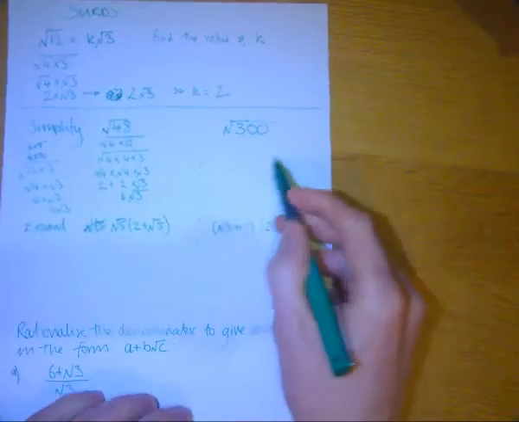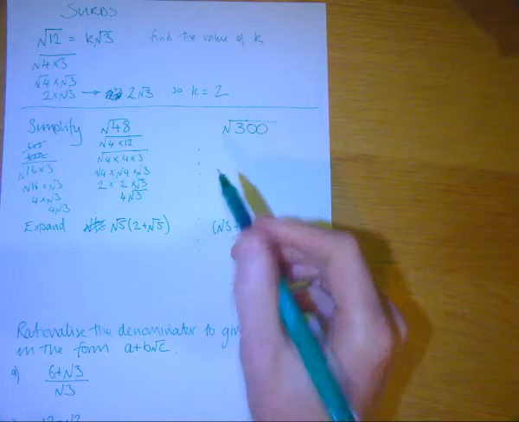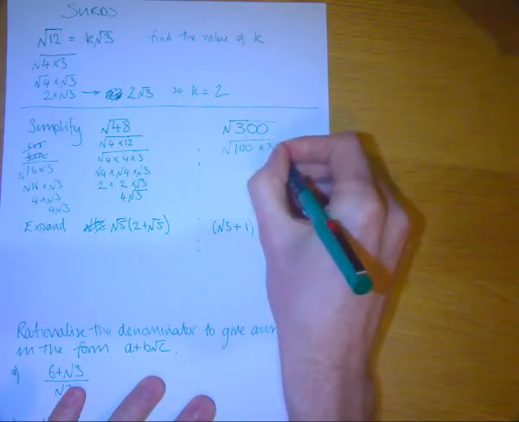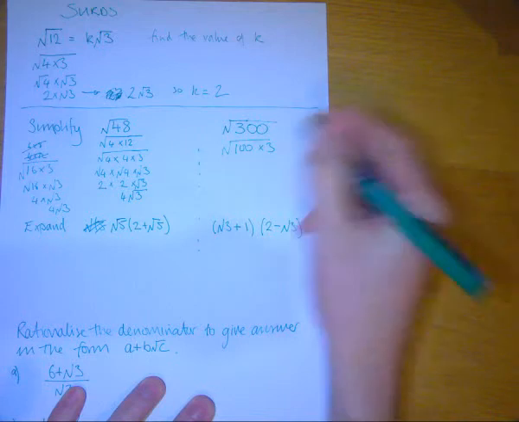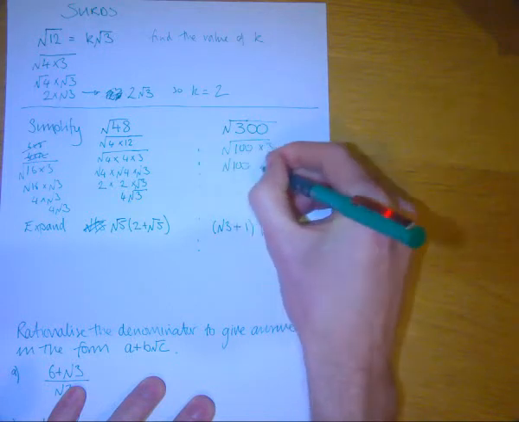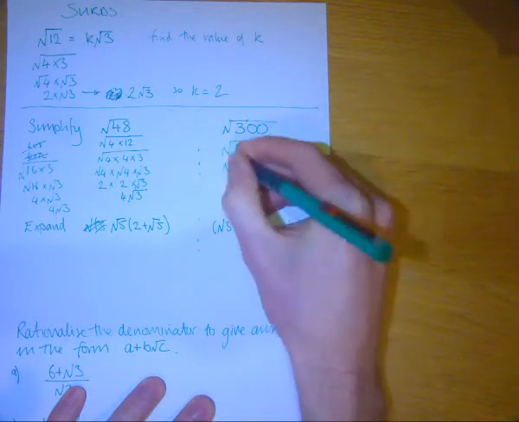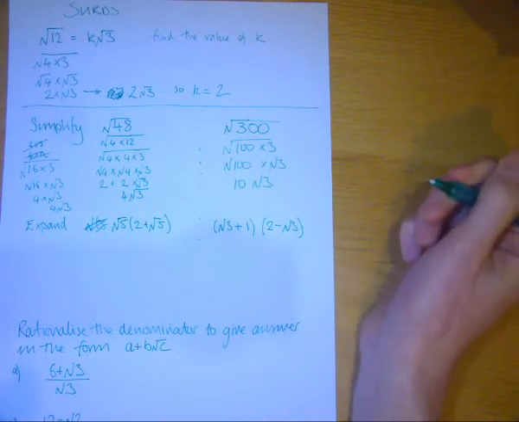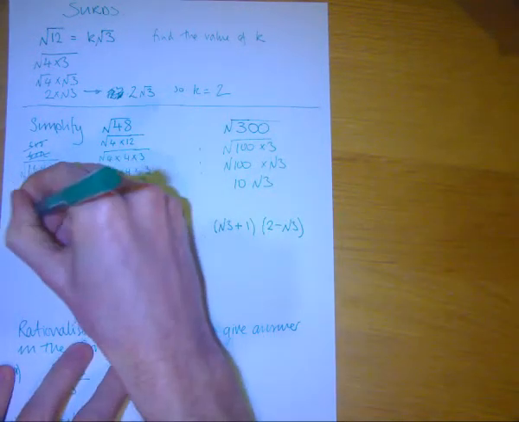Okay, second example, square root of 300. Straight away, I know that 300 is 100 times by 3. So that's the square root of 100 times by the square root of 3. The square root of 100 is 10, so it's 10 root 3. Okay, let's just draw a line under there.